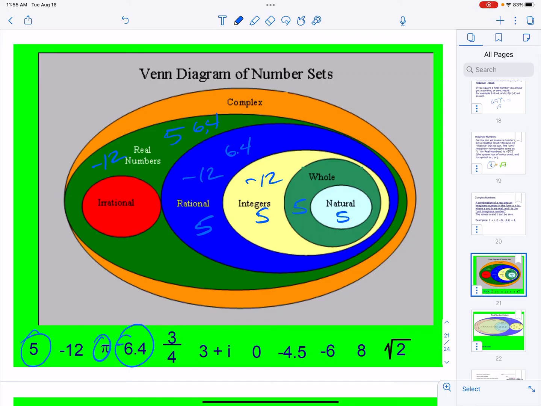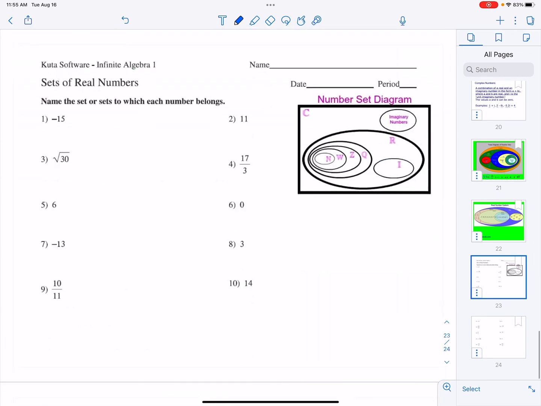Okay, now what about that pi button? What about that pi symbol? Well, would it be natural? No. Whole? No. Integer? No. Rational? No. Because we know pi is irrational. Now, if it's irrational, is it also real? Yes. Okay, and that's what you're going to be doing on your assignment. So this is what your assignment looks like. I'm going to give you a series of numbers, and I want you to identify what sets they belong to.